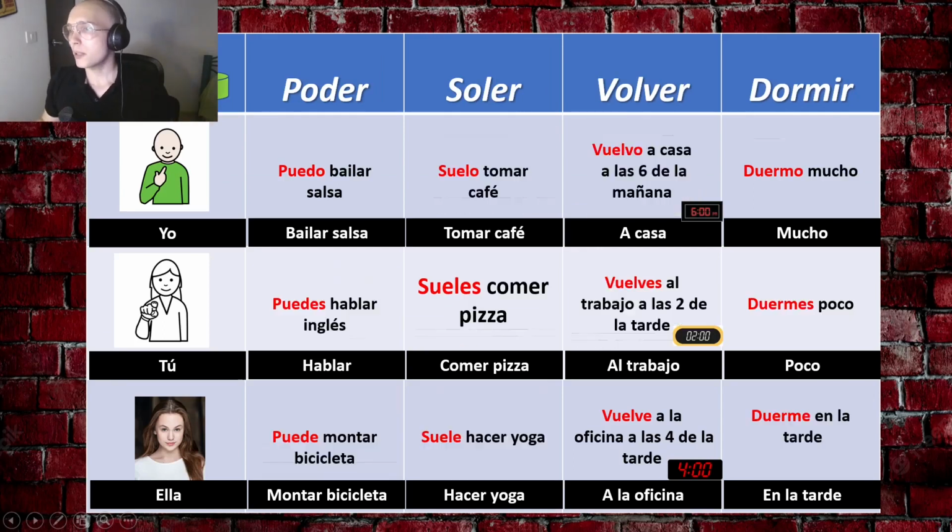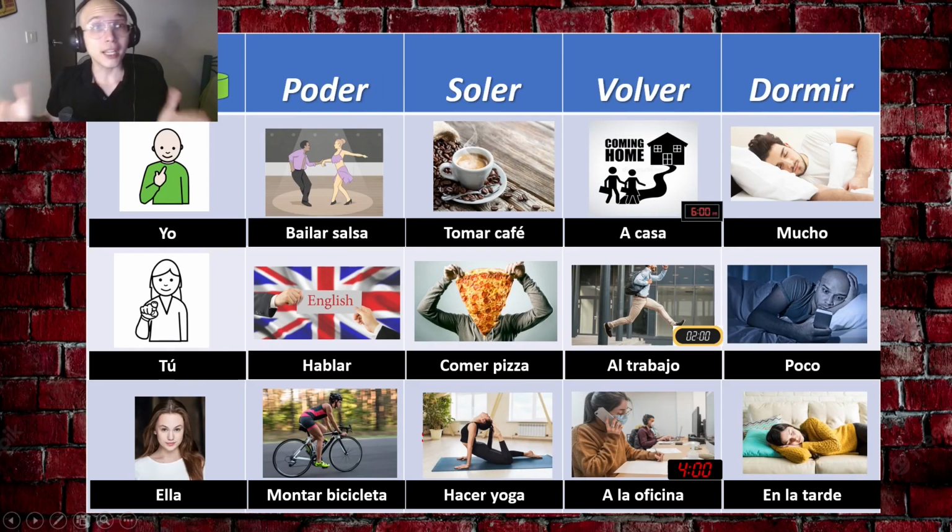Now, let's remember, guys, that in Spanish, doing the negative sentence is just as easy as putting a no before the verb or putting a no at the back of the sentence. So, for example, if I say, I don't usually eat pizza, we say, yo no suelo comer pizza. One more time. Yo no suelo comer pizza.